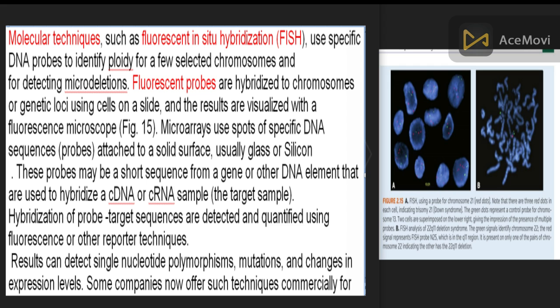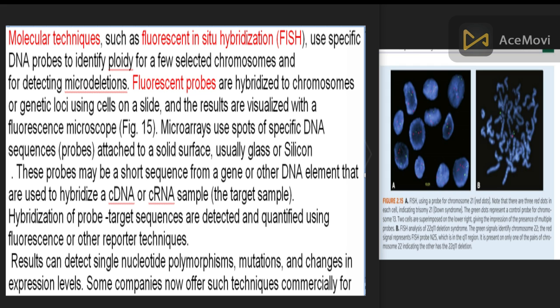Molecular techniques, such as fluorescent in situ hybridization, FISH, use specific DNA probes to identify ploidy for a few selected chromosomes and for detecting microdeletions. Fluorescent probes are hybridized to chromosomes or genetic loci using cells on a slide, and the results are visualized with a fluorescence microscope, Fig 15.